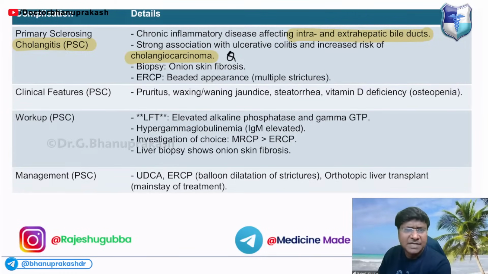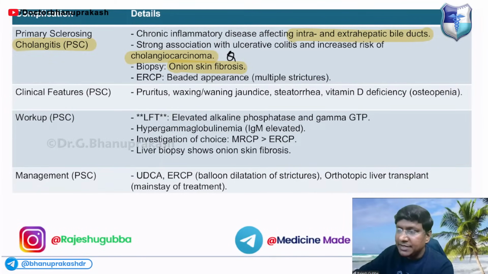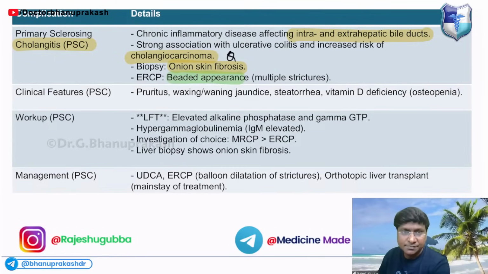What does the biopsy show? When you do a biopsy, you will have onion skin fibrosis, right? The fibrous tissue is accumulated in the form of whorls. And next important is the ERCP. Whenever you do ERCP, that is endoscopic retrograde cholangiopancreatography, ERCP will show you a beaded appearance. That is nothing but multiple strictures.